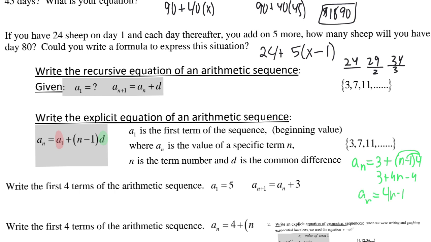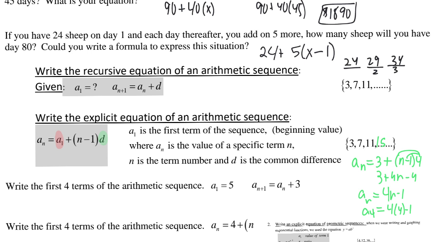Okay, so the value of a specific term. So if you want to find like the value of, say, the 3rd term or the 4th term, let's do the 4th term. So a sub 4 is equal to 4 times 4 minus 1. So that would be 15. And if you look at this, you're like, hey, look, it does make sense. You're just adding 4 each time.